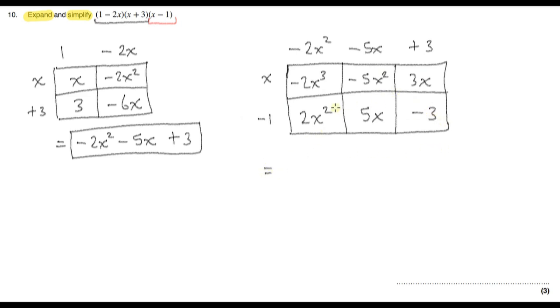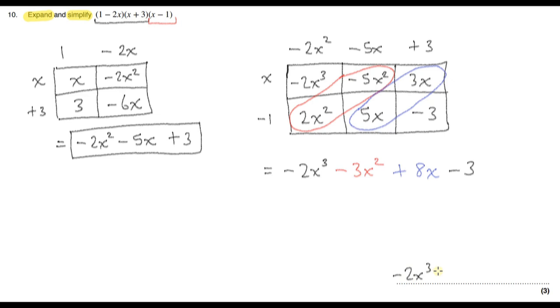So what does this equal? Well, let's start with the highest degree term first. We've got negative 2x cubed. And then these two terms will simplify. So 2x squared minus 5x squared, that's going to be minus 3x squared. Now let's simplify these two terms. 5x plus 3x is positive 8x. And then finally, we've just got that negative 3. So this is my final answer, negative 2x cubed minus 3x squared plus 8x minus 3.